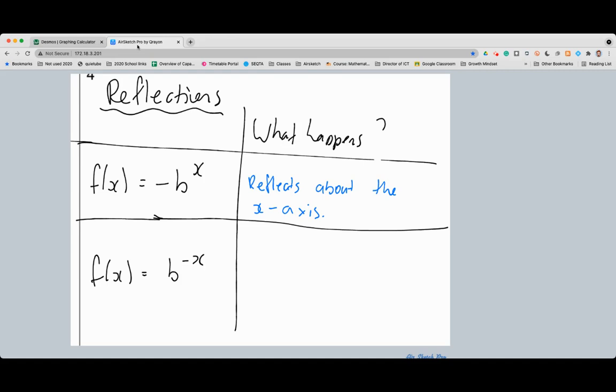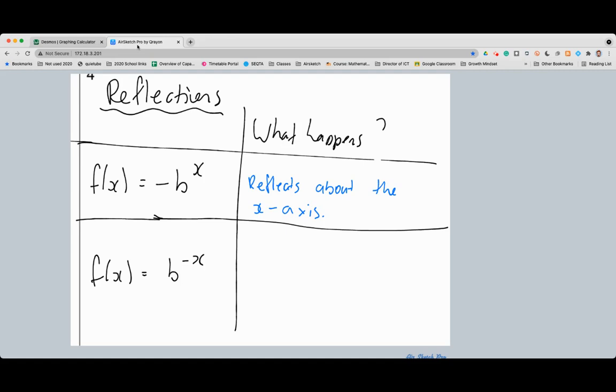Now, please remember that negative b to the power of x means b to the power of x, make it negative. It doesn't mean take negative b and raise it to the power of x. So order of operations is important. BEDMAS says, let's call it BEDMAS since we're using exponents, exponents before multiplication and division. So the x belongs to the b before it belongs to the minus. And I'm hoping that kind of makes sense to you.